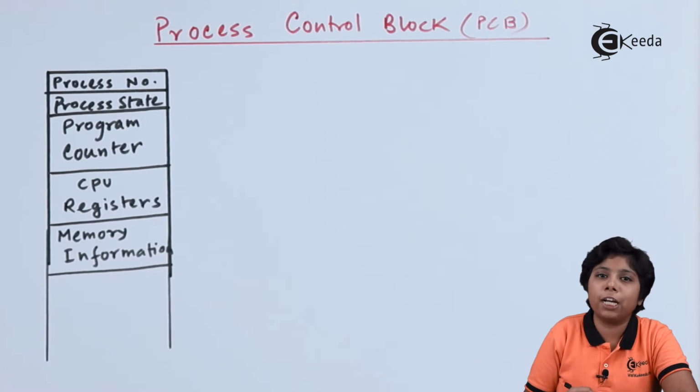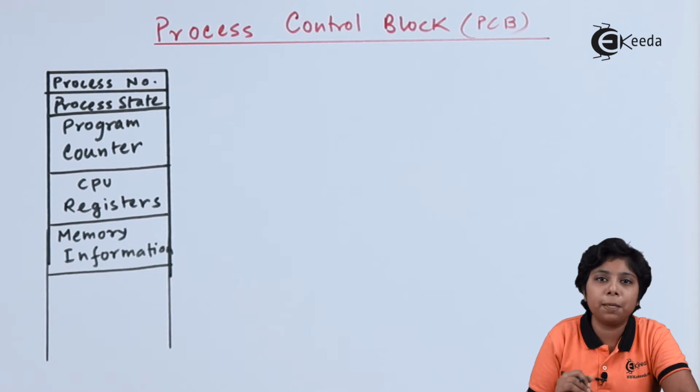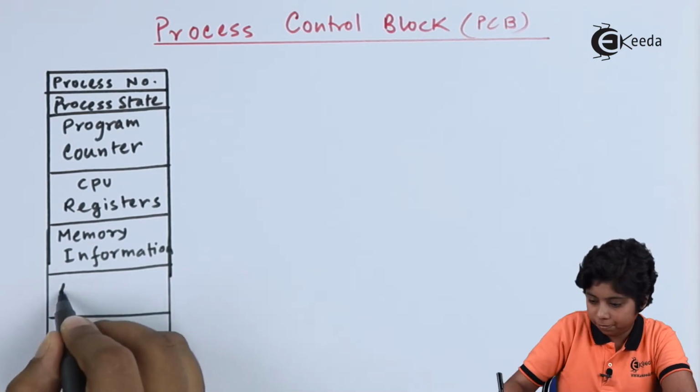The next one is the accounting information. Here we store how much CPU and real time is used by the user, the time limit, the account number, the job or process number, and so on.